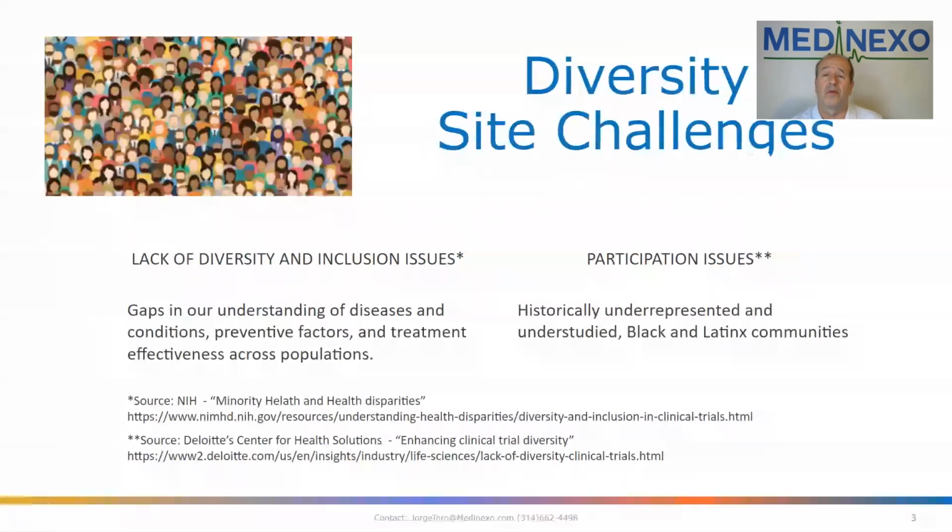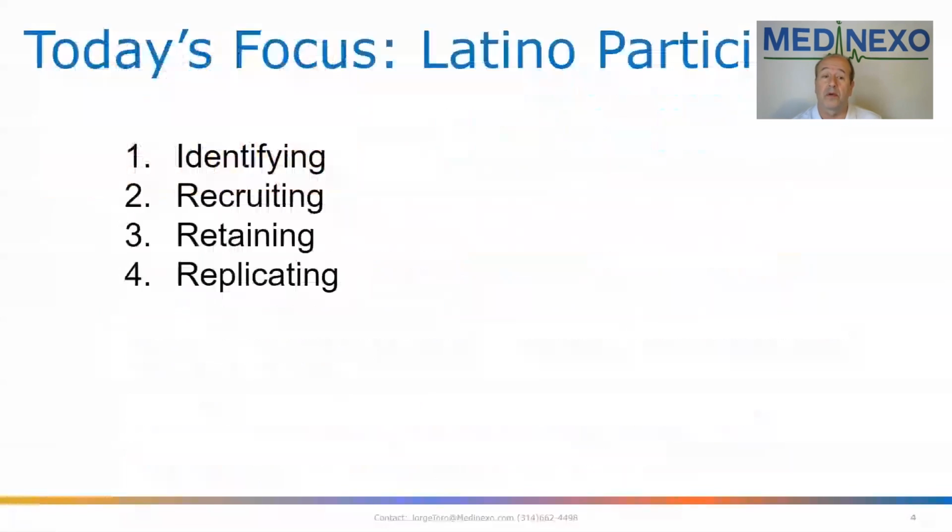Today we're going to focus on Latino participation, and we're going to give you some tips on how to help this process by identifying, recruiting, retaining, and replicating the process for Latino participation. So let's go straight to the matter to help you out with this.